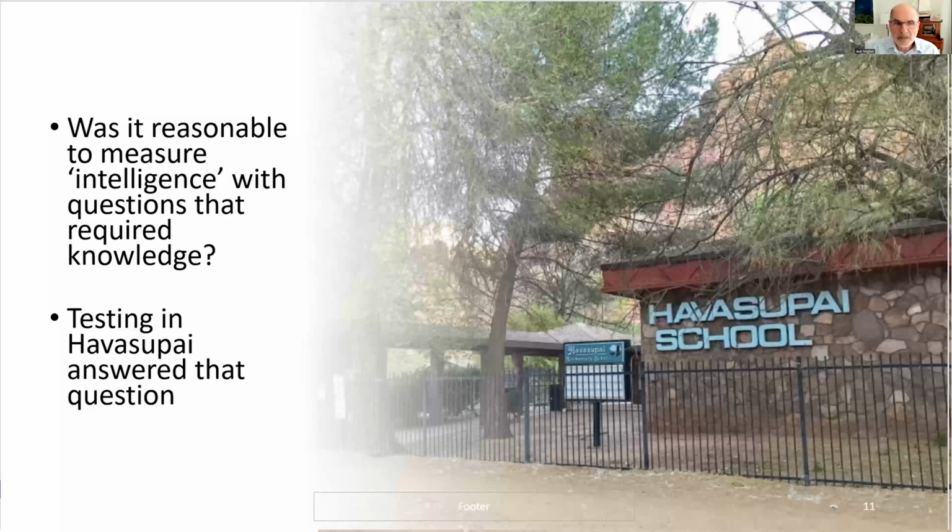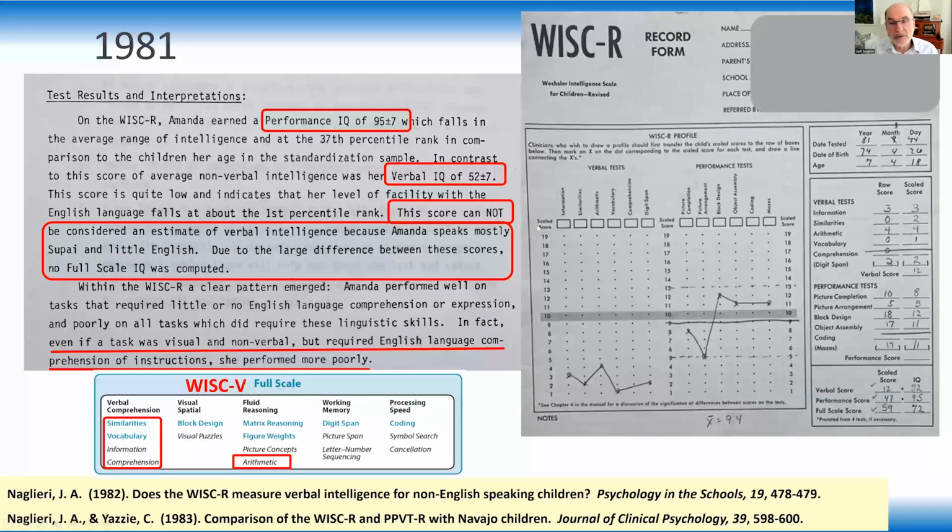When I was there, I tested a young lady and got very interesting scores on the so-called nonverbal portion of the WISC. And remember, this is WISC-R because this was 1981. On the nonverbal side, she had a very average score of 95, but on the verbal side, she had a very low score, a score that we would think of as intellectually disabled today. But I wrote, the score cannot be considered an estimate of intelligence because she speaks mostly Supai and little English.